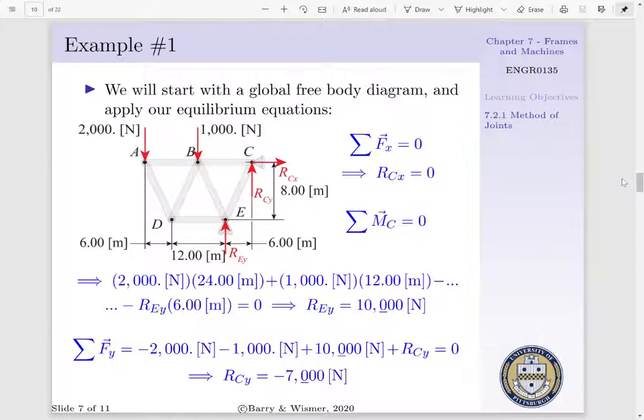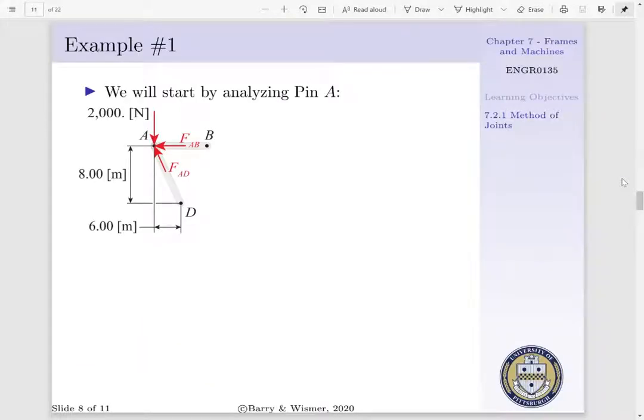Now that we have our reactionary forces, we can begin to analyze each pin individually. We will start by analyzing pin A. At pin A, we have 2,000 newtons acting downward. We have FAB acting in the negative x direction. We have FAD acting in the negative x direction and positive y direction.